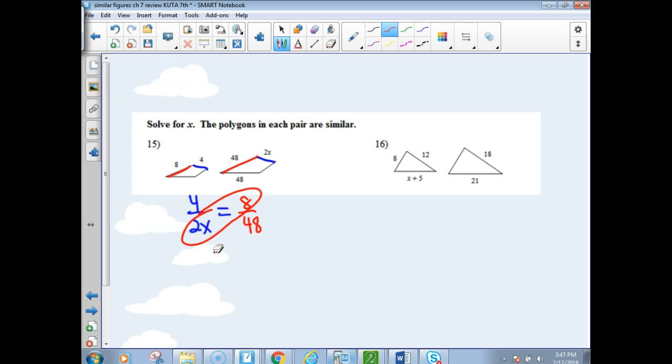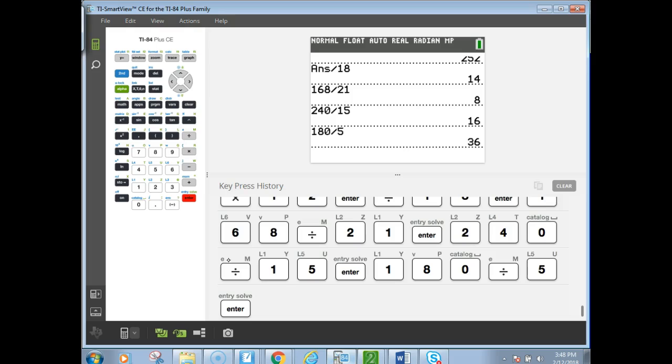Make sure that 2x is across from 8. If I multiply, 8 times 2x would be 16x. 4 times 48, 160 plus 32, 192. Divide both sides by 16, and x is going to be 12. I'll double check that, 192 divided by 16.